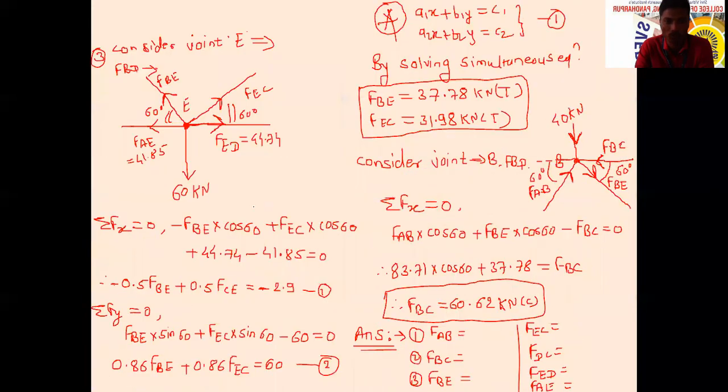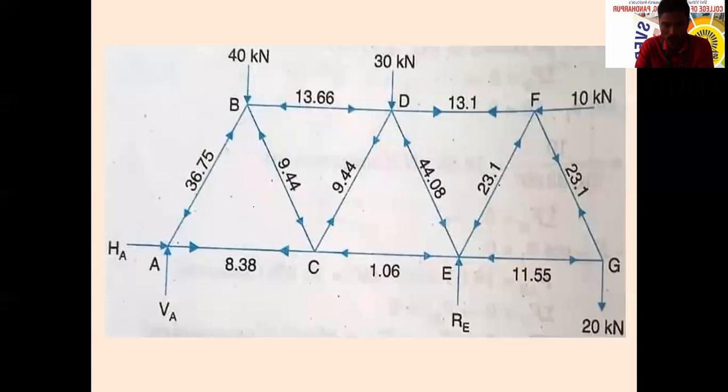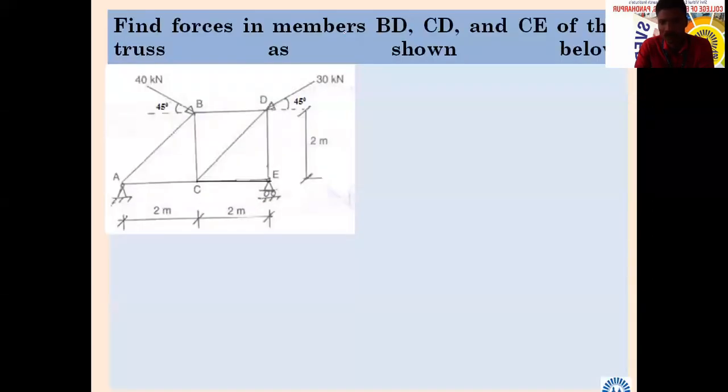How are we going to know whether to use the method of section or the method of joint? Number one, for the method of joint, it may simply be told to analyze the truss, meaning we are supposed to find forces in each and every member. Then we go for the method of joint. And what is there in the method of section? If it is asked to go for the method of section, what is told? We are supposed to find the force in a specific member.